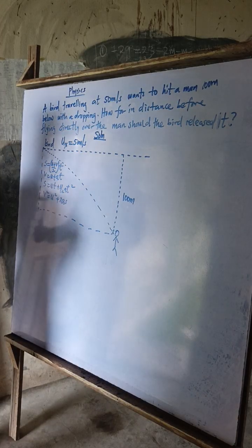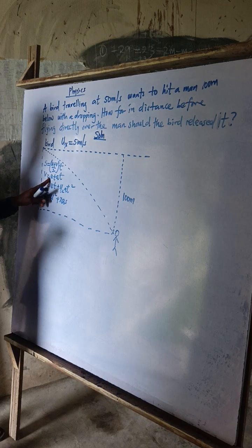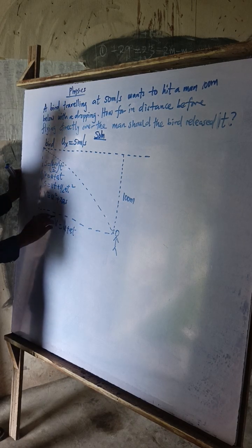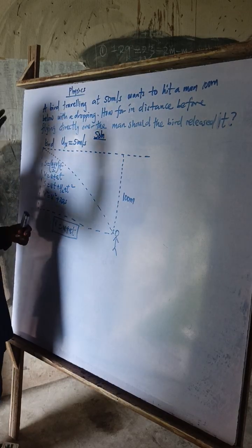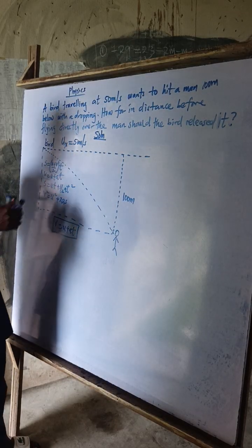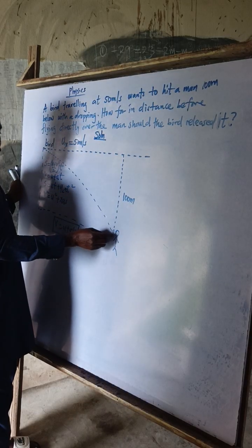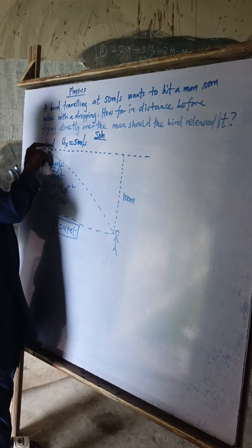Now, what we are going to do is, by considering the second equation of motion, that is V equals to U plus AT, we want to derive the formula for solving the time taken to reach the maximum height. Because we have to consider the question as if the object will move from this horizontal ground to this height. This will serve as the maximum height.